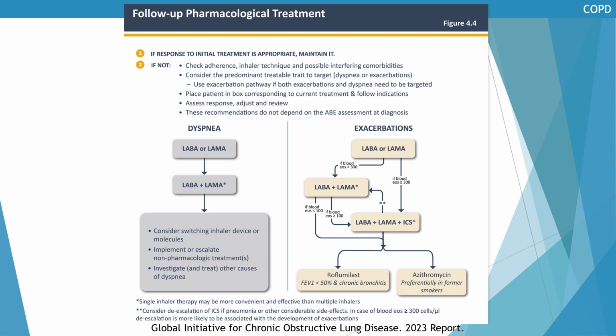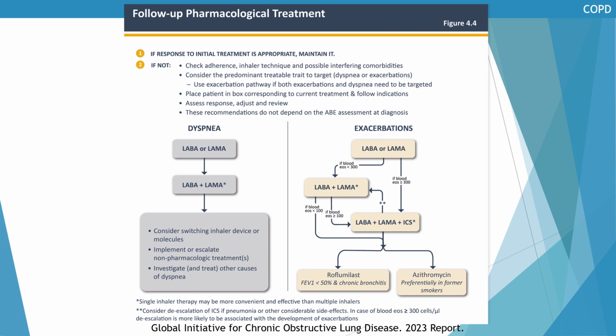It's also important to consider, as the flow sheet mentions here, making sure that the patient is using their inhaler device correctly. If they potentially are having difficulties, even after educating them on how to use it, it could be considered to switch to an alternative inhaler with a different method that may be easier for the patient to use. Also should be investigating and treating other causes that may be giving the patient dyspnea.